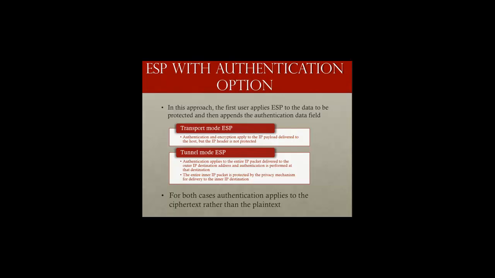Transport mode ESP: authentication and encryption are applied to the IP payload delivered to the host, but the IP header is not protected. In tunnel mode ESP, authentication applies to the entire IP packet delivered to the outer IP destination address, for example a firewall, and authentication is performed at that destination. The entire inner IP packet is protected by the privacy mechanism for delivery to the inner IP destination. For both cases, authentication applies to the ciphertext rather than the plaintext.